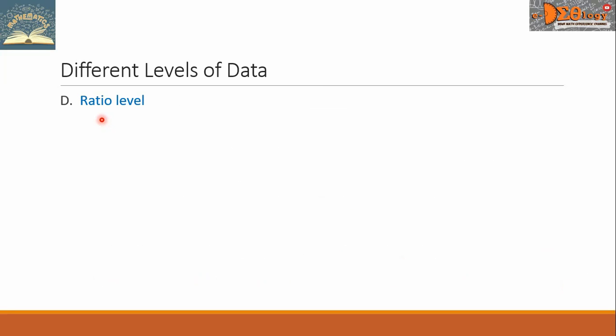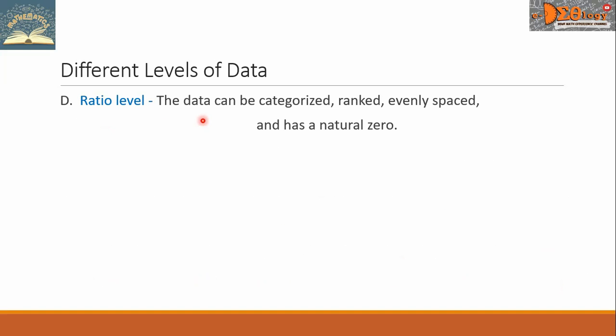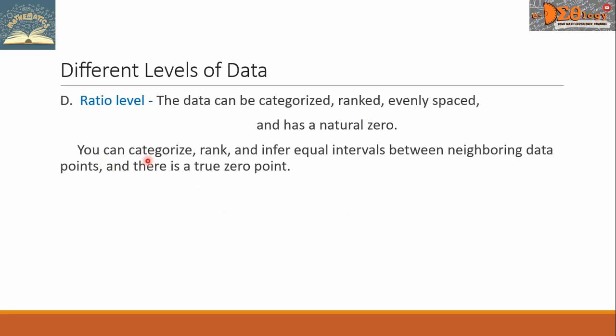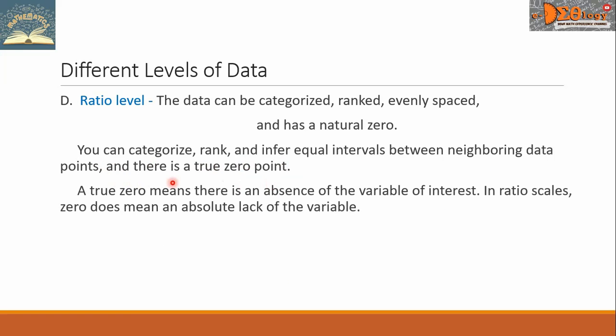The last level is ratio, and this is the highest. The data can be categorized, ranked, evenly spaced, and has a natural zero. Again, there will be numerical values involved. Also, now there is a meaningful zero. You can categorize, rank, and infer equal intervals between neighboring data points, and there is a true zero point. A true zero means there is an absence of the variable of interest. In ratio scales, zero does mean an absolute lack of the variable.